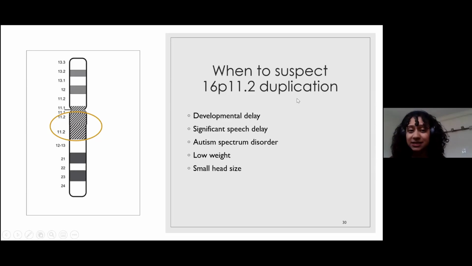So what to suspect 16p11.2 duplication? Any child who has developmental delay, especially significant speech delay, if they have autism, and especially if that's combined with low weight or small head size.